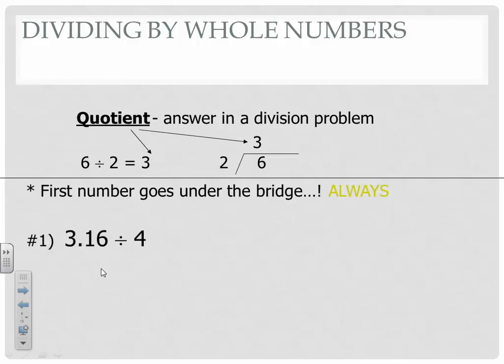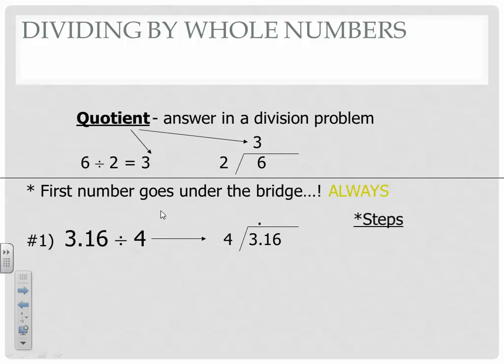Okay, so if we had something that looks like this. First number is 3.16, so the first number goes under the bridge. So set that up. The next number is the divisor, it goes on the outside. Alright, before we do any sort of math, we're going to bring the decimal up. I'm sure my excellent students already knew that. So we first bring the decimal up.